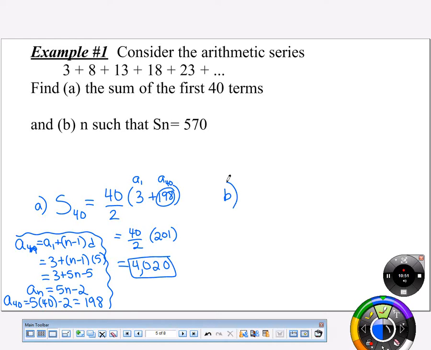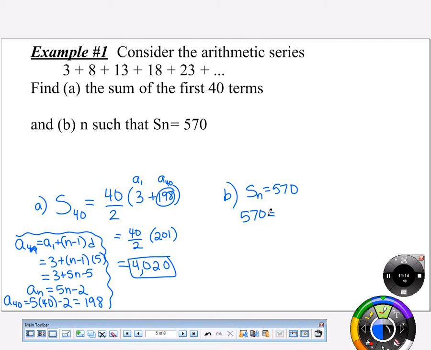Okay. The second problem says to find n when you know that the sum is 570. So the first thing I know is that it should be less than 40, because I just found out in part A that the sum of 40 terms would be 4,020 for this series. 570 is much less than that, so I should get something less than 40. So let's see here.